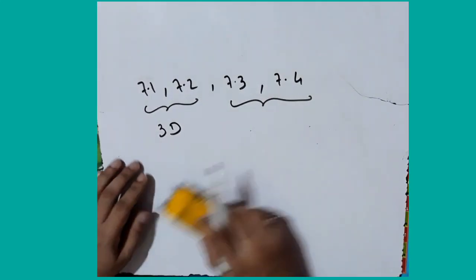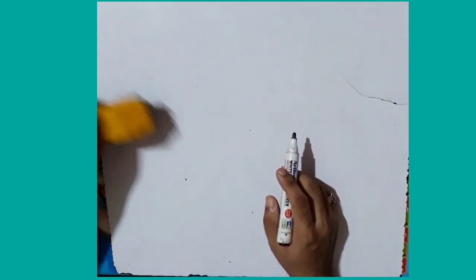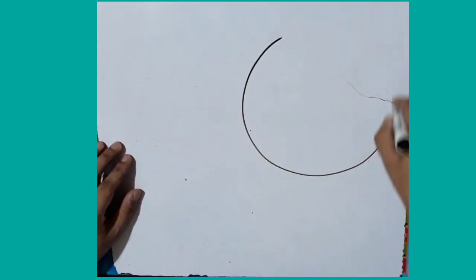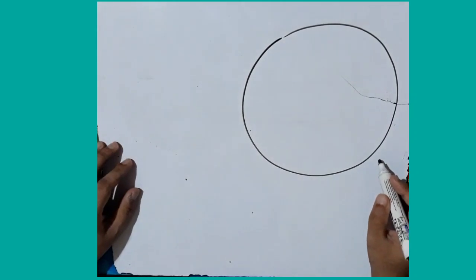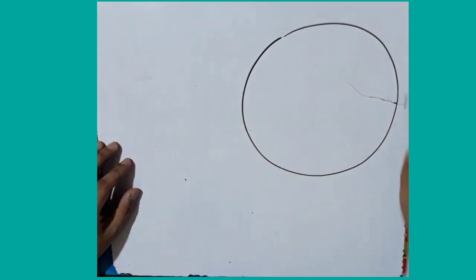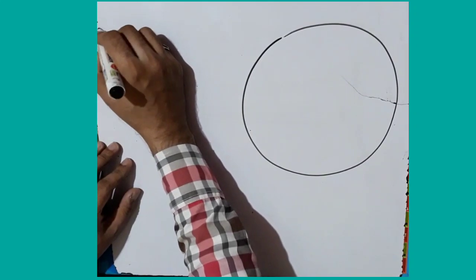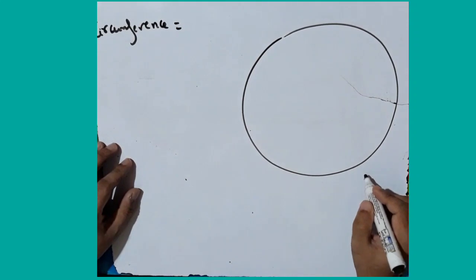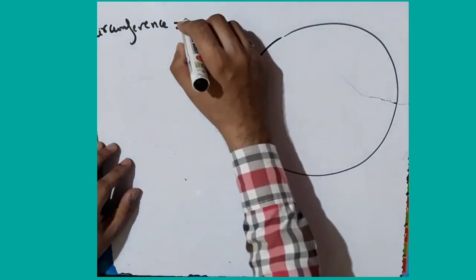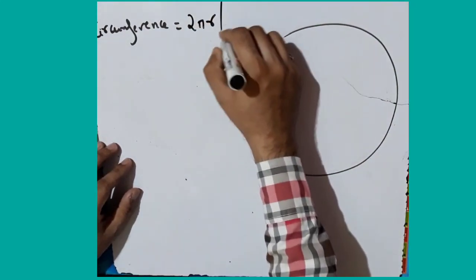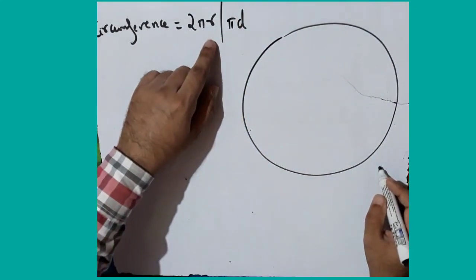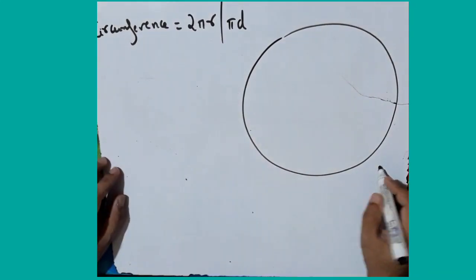So before we start the actual exercise, let us discuss the formulas which we are going to use for solving 7.3 and 7.4. Now here I have drawn one circle. The perimeter, the boundary of the circle is called circumference. Now the formula for circumference of the circle is 2 pi r, or the other formula is pi d, where r stands for the radius and d stands for the diameter.